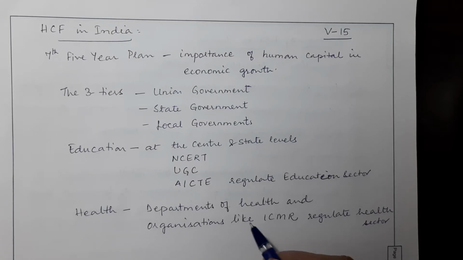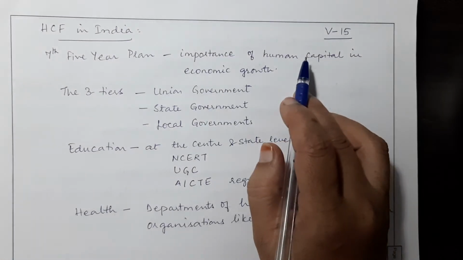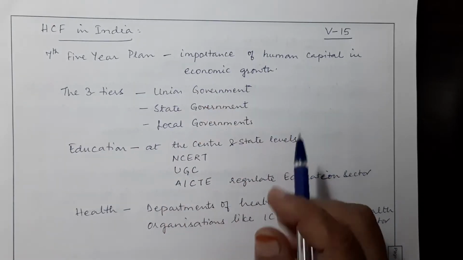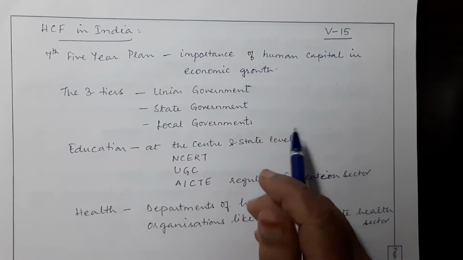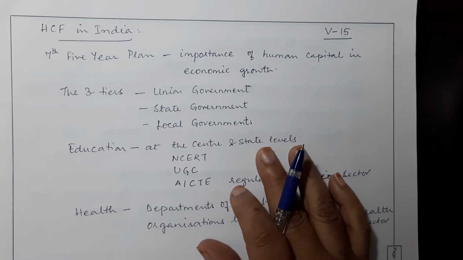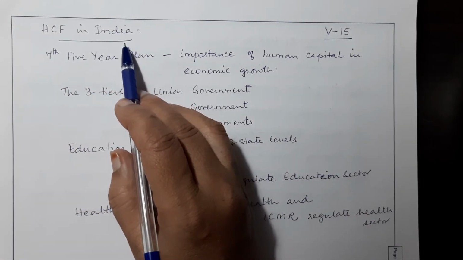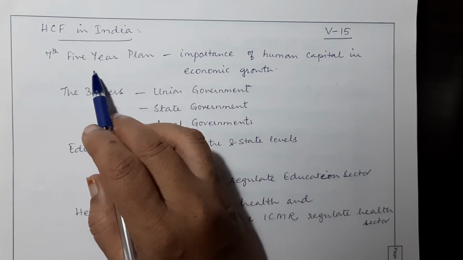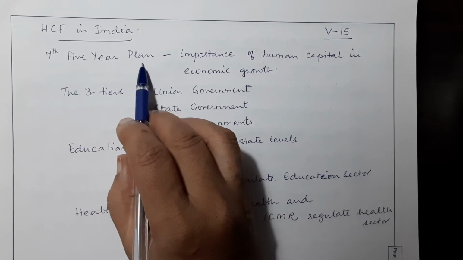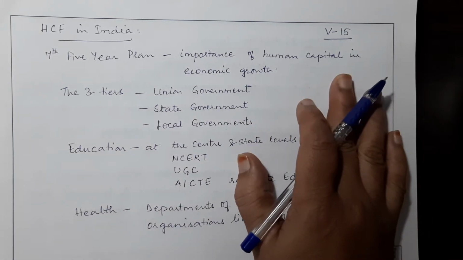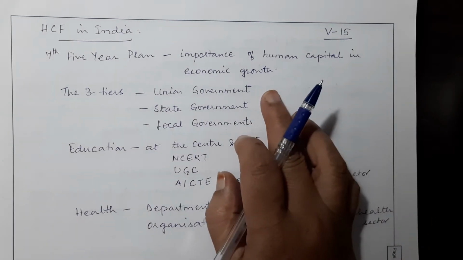In our previous video, number 14, where we discussed what human capital was and the sources of human capital, in this video number 15, we will discuss human capital formation in India. Now here, the 7th five-year plan gave importance to human capital formation and its role in economic growth.